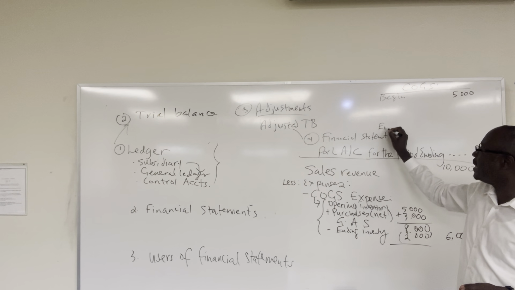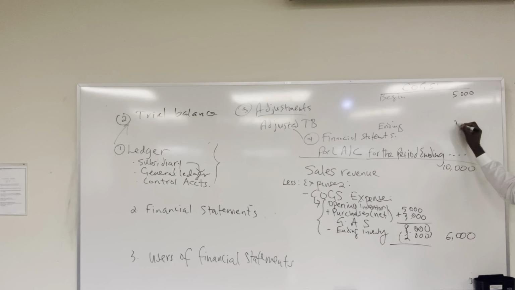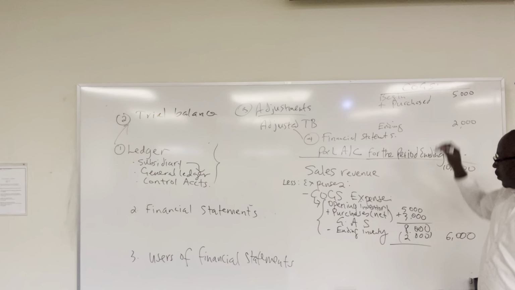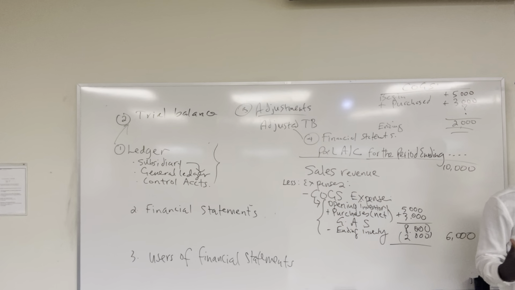And then you write the ending. The ending, as we know, is 2,000. And you purchased something. You purchased 3,000. So if I started with 5,000 and I purchased 3,000 and my ending is 2,000, what is missing? This is the thinking or analysis approach. I must have sold how much? Does that make sense? You can do that for every account in accounting.